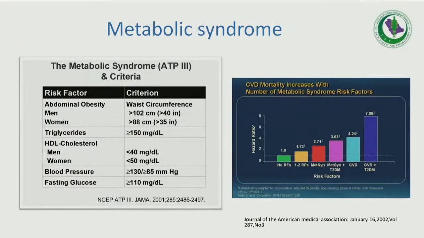So why are we worried about metabolic syndrome? A large US population study showed that increased risk factors for cardiovascular disease increase your hazard ratio of cardiovascular mortality. And as you can see here on this figure, the pointer is not working, patients who have metabolic syndrome have a hazard ratio of 2.6 of increased cardiovascular mortality.